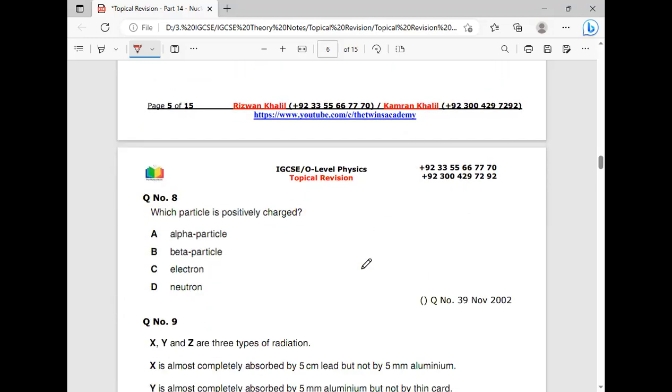Okay, which particle is positively charged? We know that alpha particles are positive, beta are negative, electrons are negative, neutrons are neutral. So which option is correct? Positively charged particles are alpha particles.